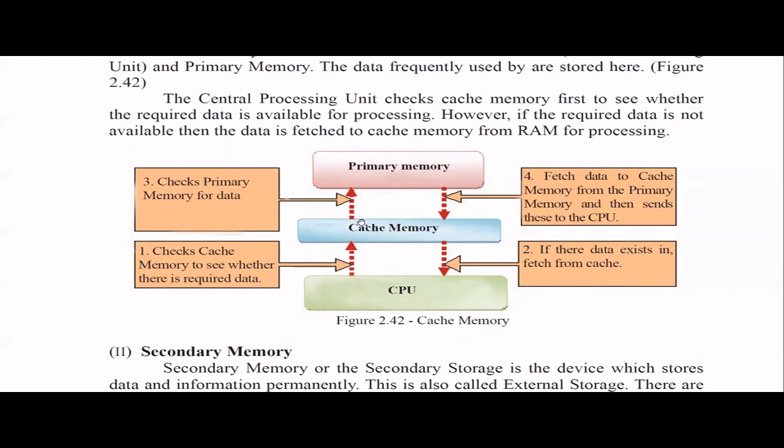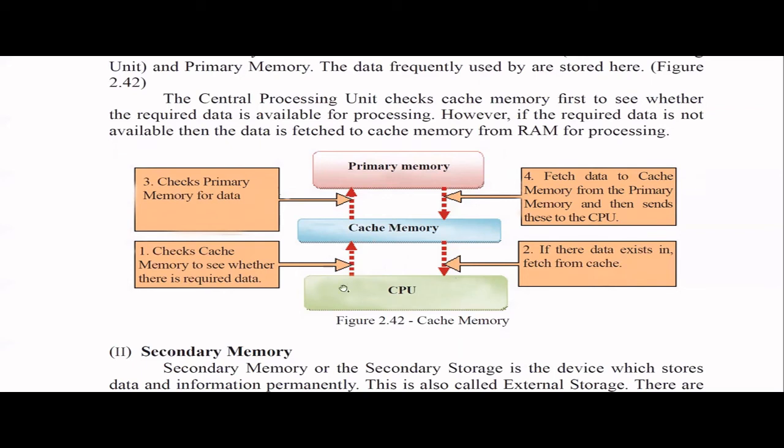And if the data is existing in the cache memory, no issues, you can directly take it back to the CPU. But if the cache memory is not having that, then only CPU goes and checks the primary memory for the data. Definitely it should be there. So then it is fetching data to the cache memory from the primary memory and then sending it back to the CPU.